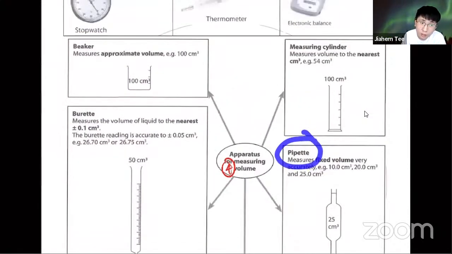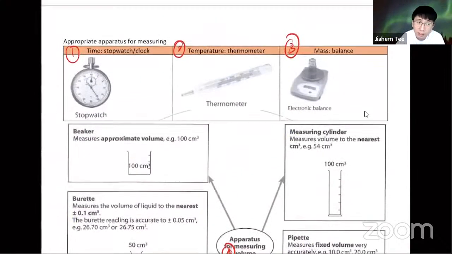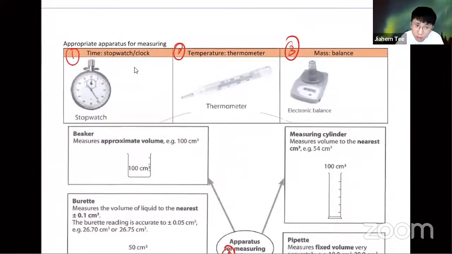So you can see this goes in sequence. The most approximate one, the not very accurate one, is the beaker, followed by measuring cylinder, burette, and then pipette. Again, you have to know pipette is the best. Then to measure time, you use a stopwatch, to measure temperature, a thermometer, to measure mass, you can use your electronic balance, weighing balance and so on.